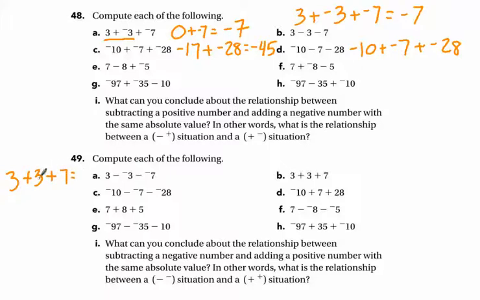3 plus 3 is 6, plus 7 is 13. Over to B, 3 plus 3 is 6, plus 7 is 13. For C, change them into adding the inverse.